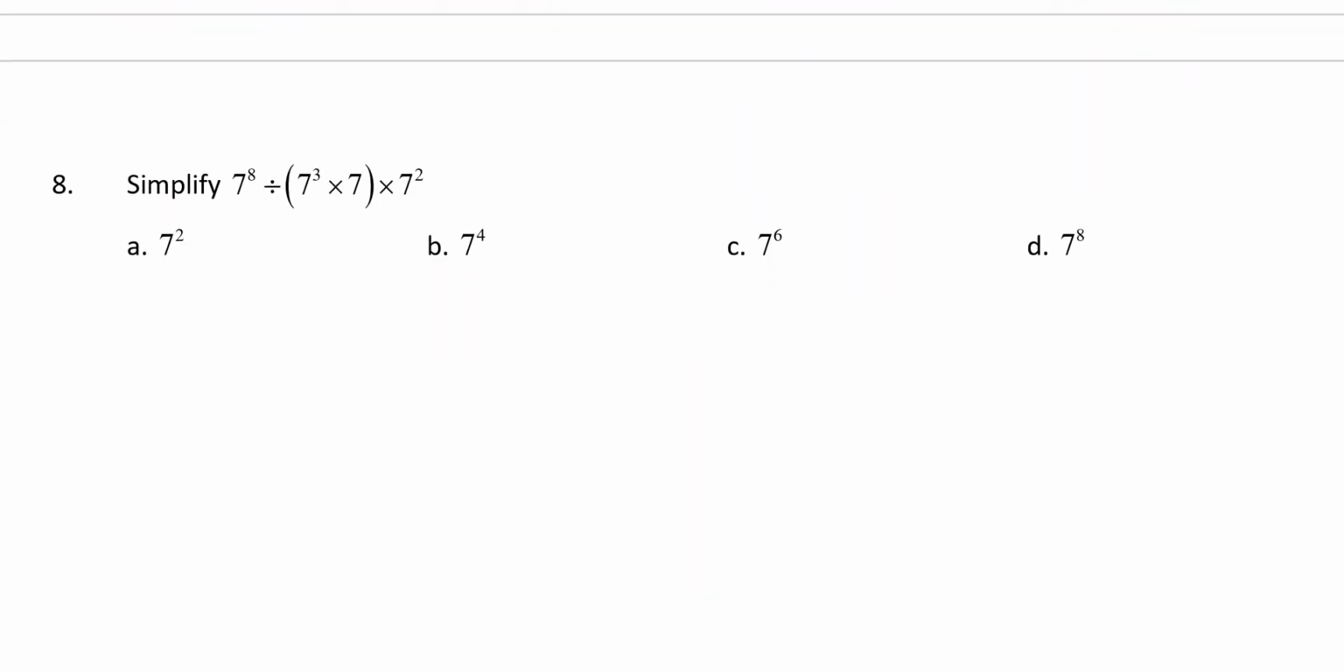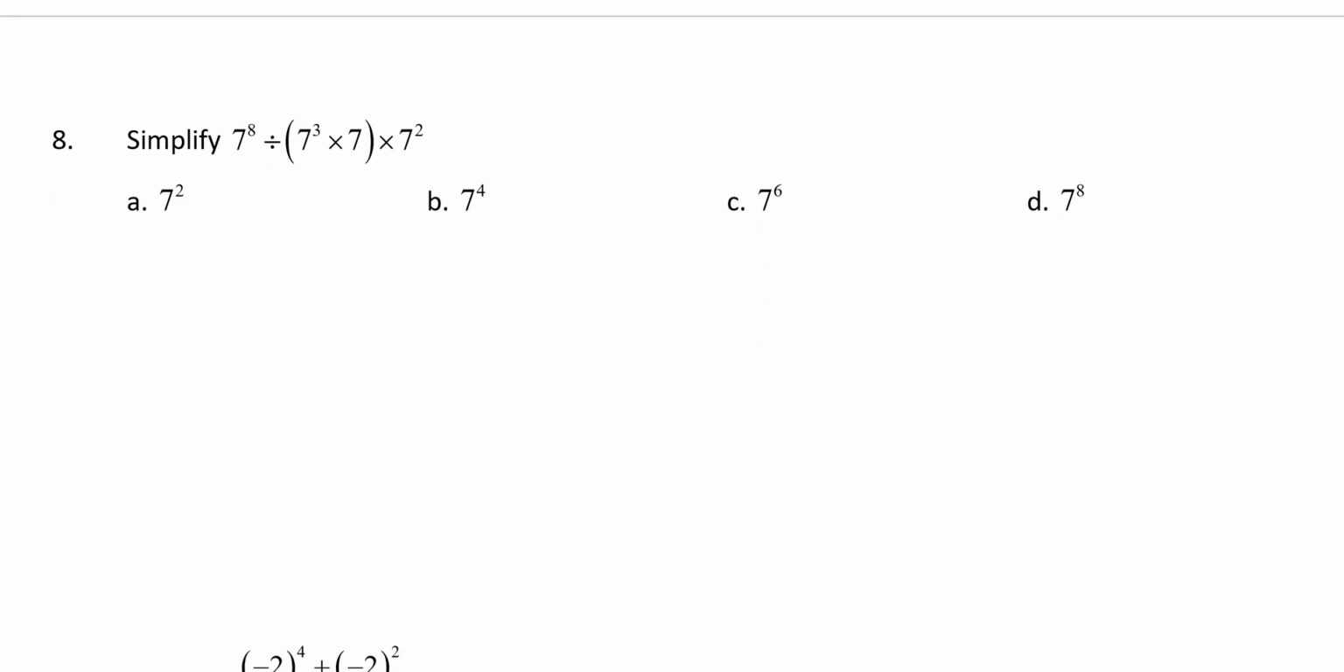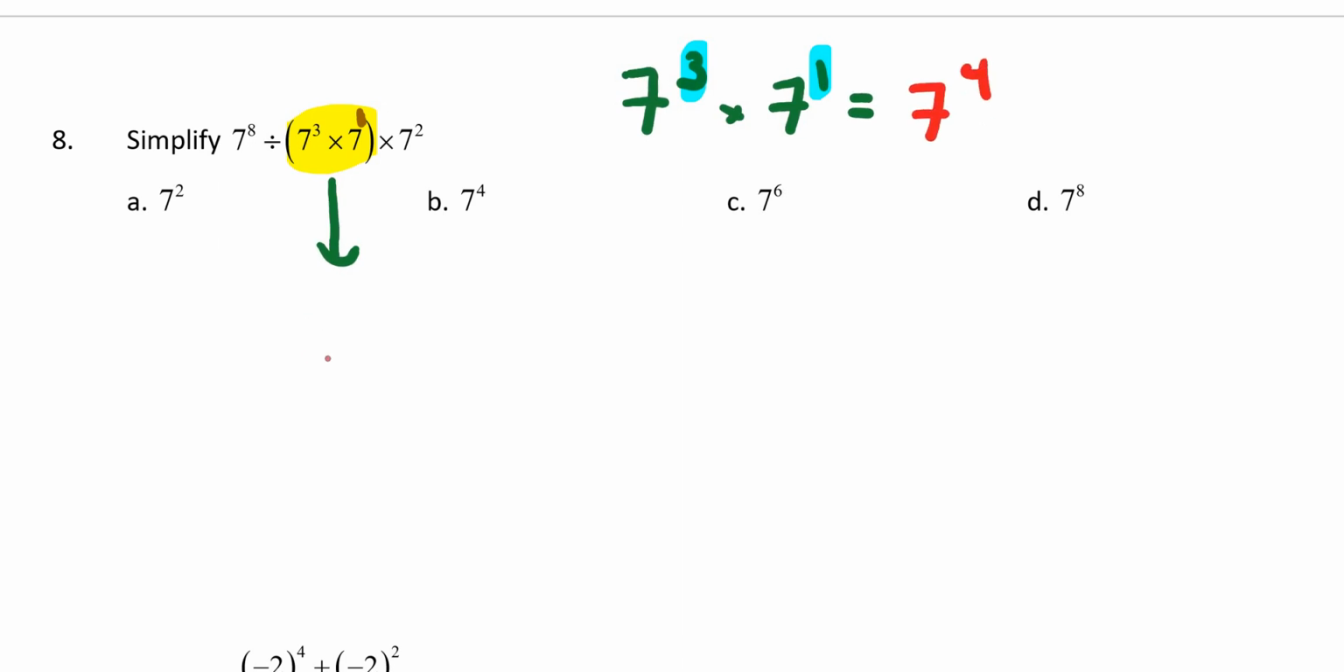Okay, let's move on to question 8 now. Question number 8, I would start off by putting a 1 here. So 7 to the power 1 there. And let's go ahead and evaluate the brackets, right? If I evaluate the brackets there, we have 7 to the power 3 times 7 to the power 1. If the bases are the same, we just add the powers, right? So 3 plus 1 is going to be 4. So this is really 7 to the power of 4. So let's change this to 7 to the power 4. And then we have times, and then we have this thing here, which is 7 to the power 2. And we have 7 to the power 8 over here.